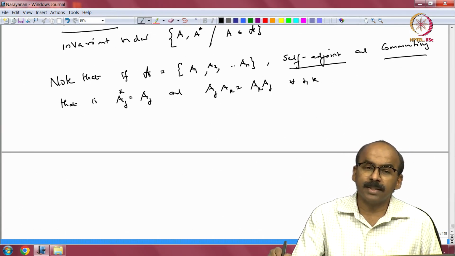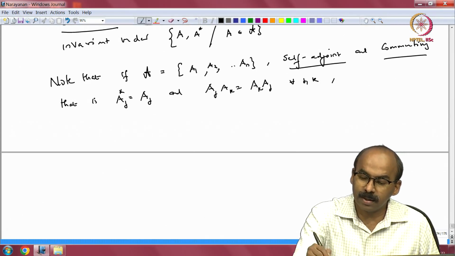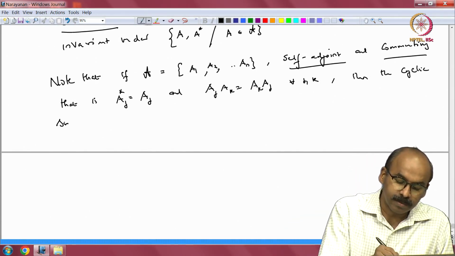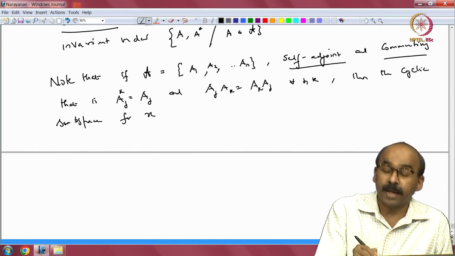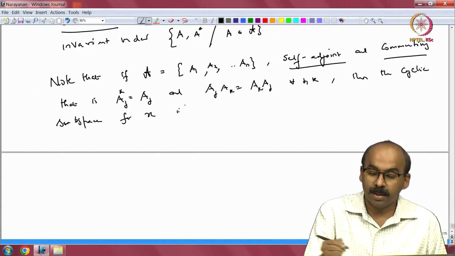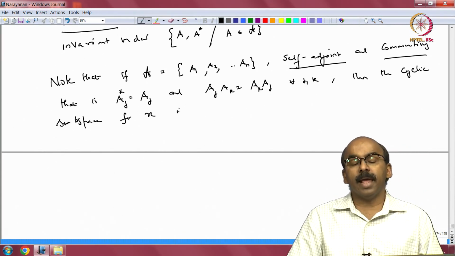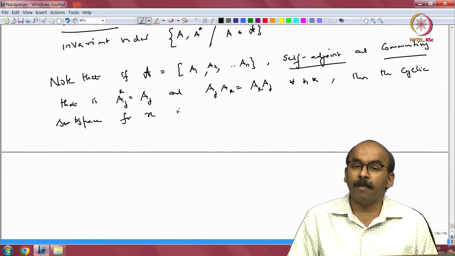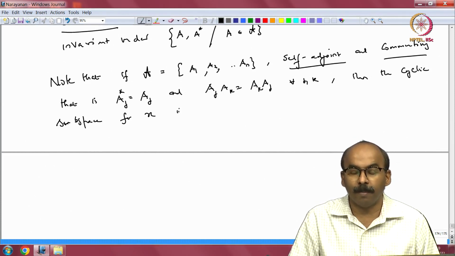Then what is the cyclic subspace generated by script A? The cyclic subspace for x is simply: you apply A1, A2, ..., An as many times as you want. See, they commute, so it does not matter in which order you apply them.